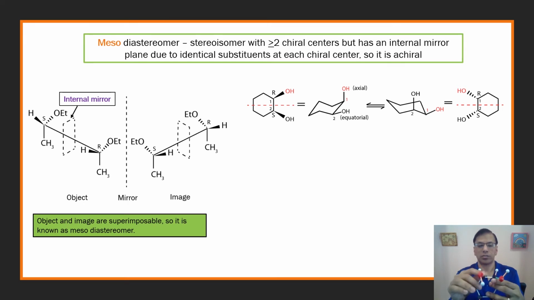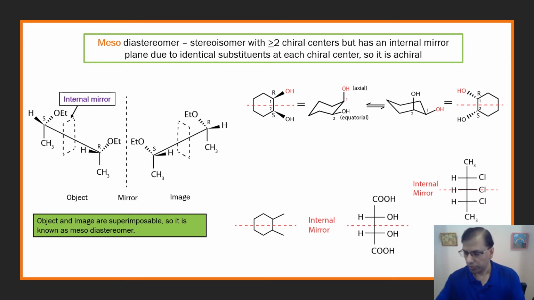Another thing to look at is to look at the molecule this way, and there can be a plane of mirror right through this carbon-carbon bond, okay? And the left half of the molecule will be the mirror image of the other half. So remember that a meso diastereomer will have an internal plane of mirror. If you can find an internal plane of mirror for a molecule that has two or more chiral centers, then that molecule is called a meso diastereomer.